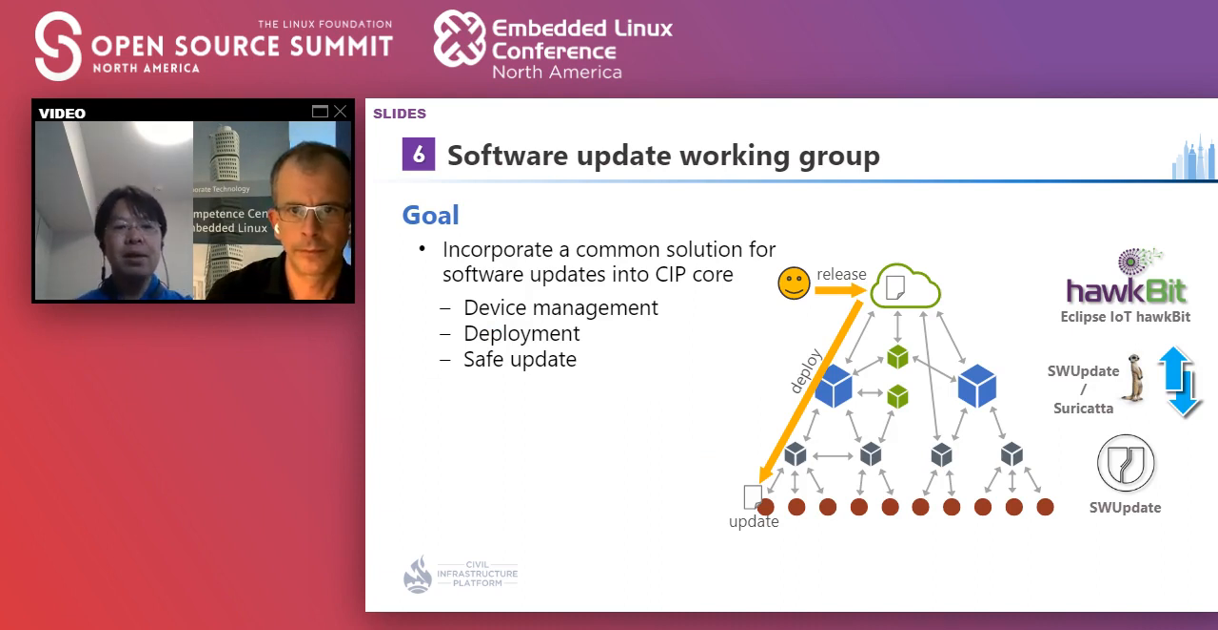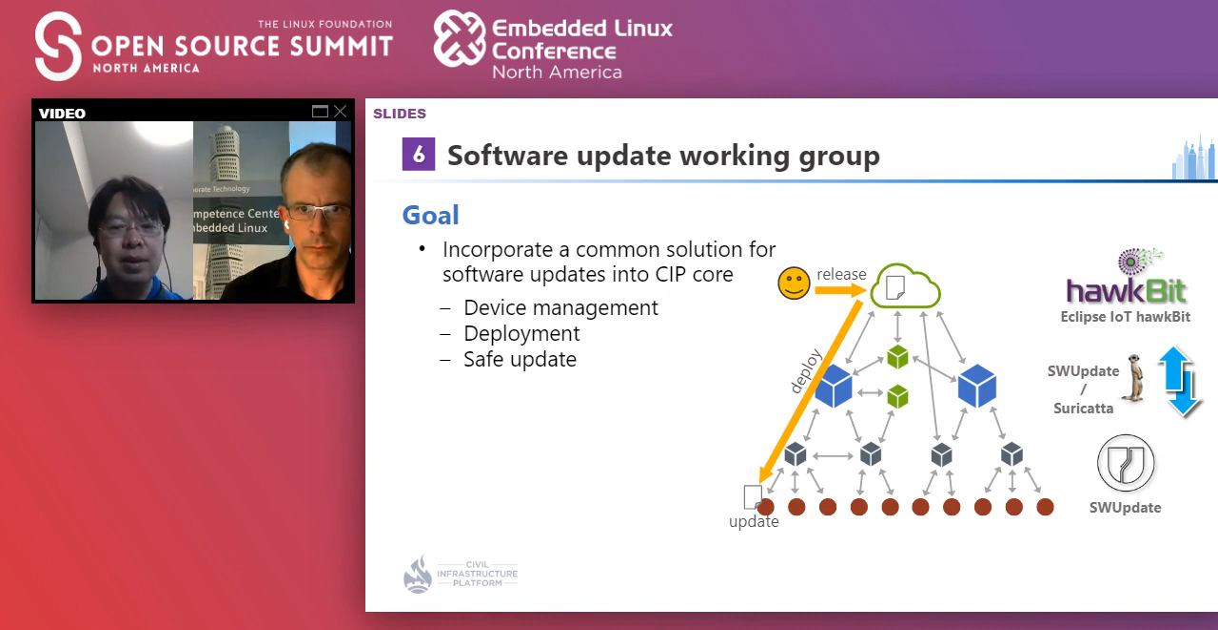And the last one is software update. Our goal for software update is to incorporate common solutions for software update into CIP Core. Nowadays, many devices are connected to the network, and we have to manage all of them. We use our specific solutions, but we would like to create more generic solutions for our industry use cases.